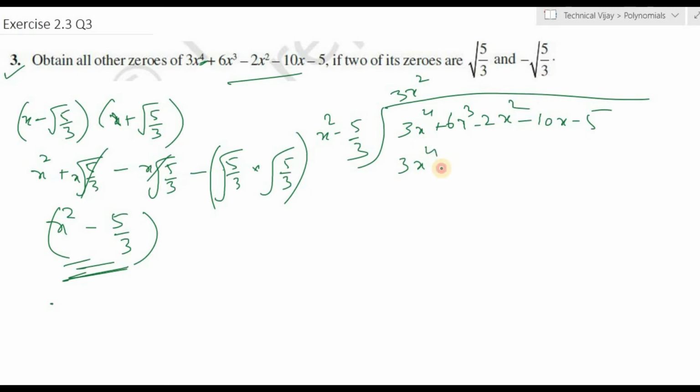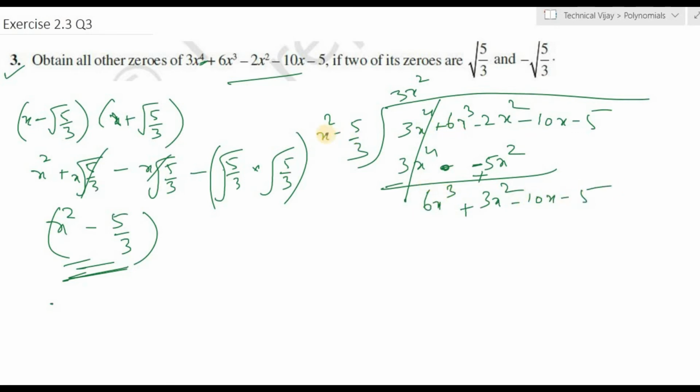So 3x fourth minus 3x square into minus 5 by 3. So 3 gets cancelled, 5x square. So this is minus. So minus plus this gets cancelled, 6x cube, okay, plus, see, 5 minus 2, 3x square minus 10x minus 5.